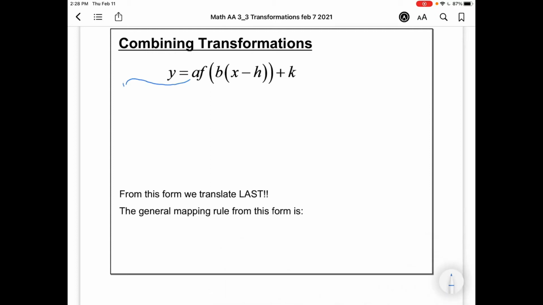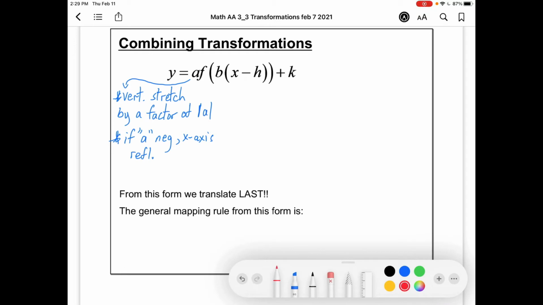We've already seen what happens if you have a number in front of the whole function. This gives us our vertical stretch factor. So this would be vertical stretch by a factor of the absolute value of a, because we always want to say a positive scale factor. If a is negative, then we have an x-axis reflection, or reflection through the x-axis.